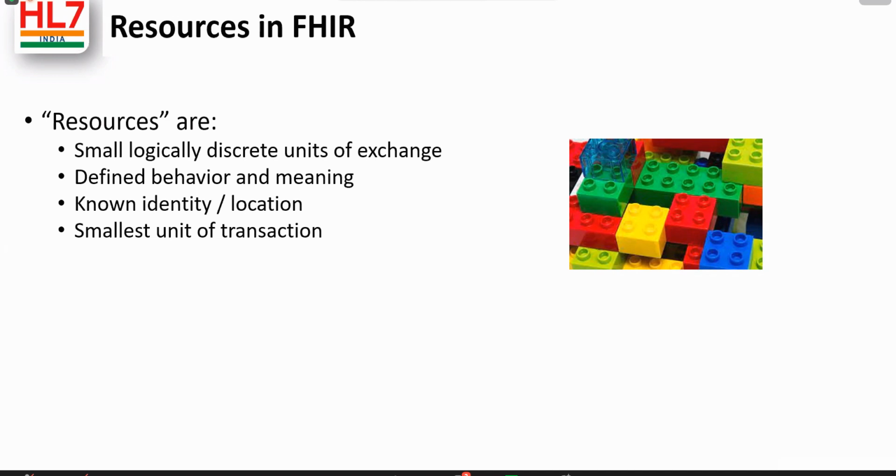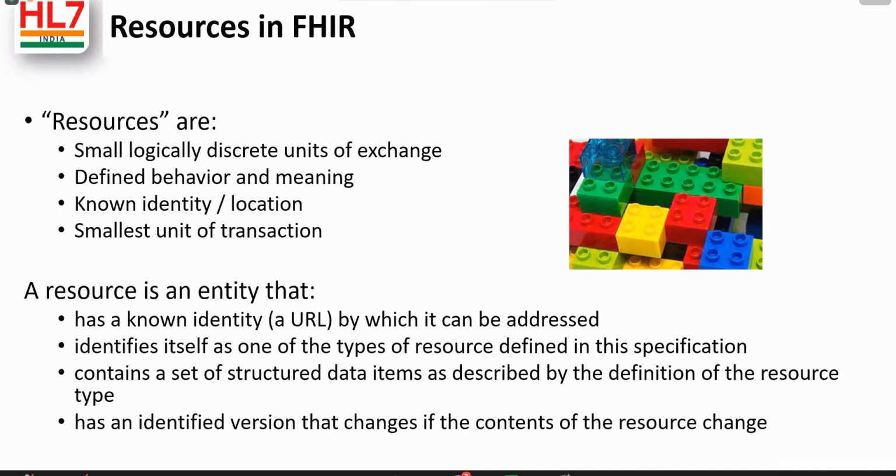So when you say patient, a patient is a resource. It has a defined behavior, right? So patient has a behavior like saying that it will contain patient demographics, right? And the meaning, you understand what the meaning of that resource will be, right? And what kind of operations can be supported, right? So patients can support a create, update of a patient, those kind of things. And we talked about the known identity. Every resource has an identity on the server or an address on the server. And we already discussed that it's the smallest unit of transaction. A bit formal from the FHIR spec itself. You can read about it. I'll just pause for a minute.